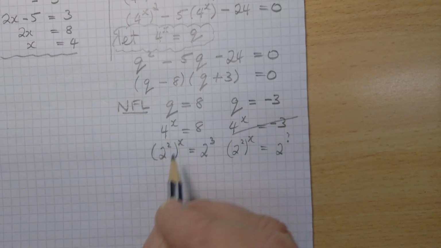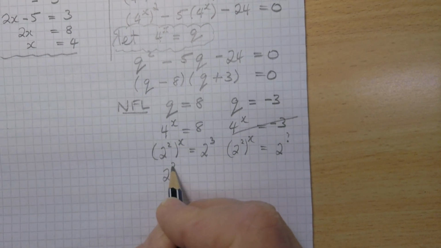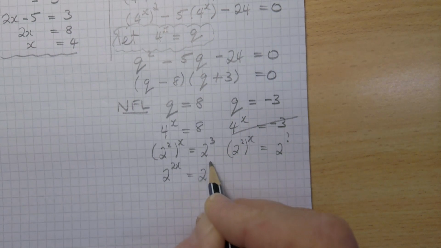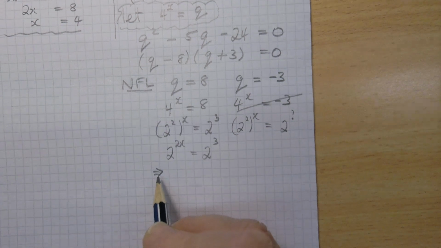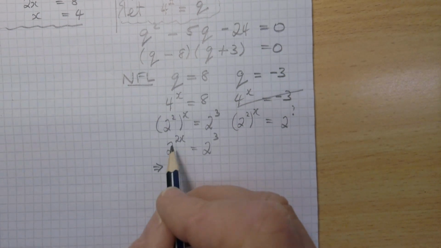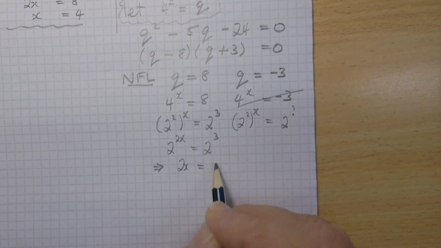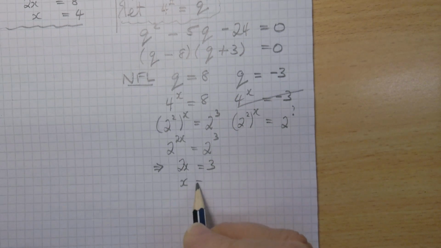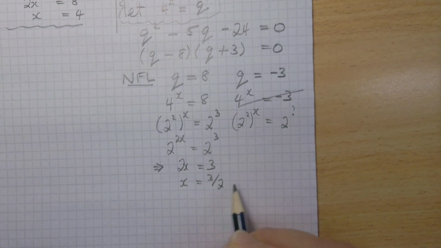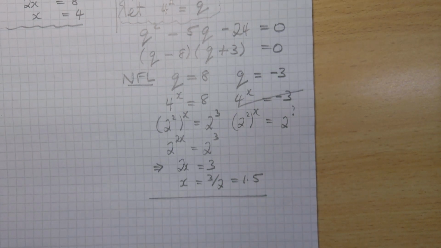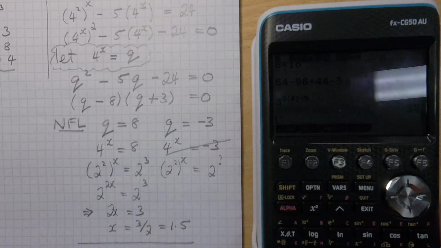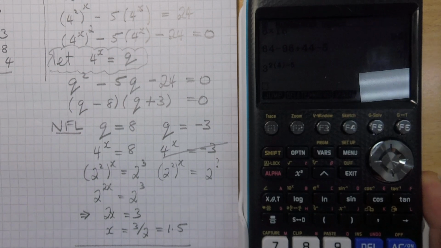We have 2 to the power of 2x equals 2 cubed. Therefore, beg your pardon, that symbol actually is implied, not therefore. So we have 2x equals 3, x equals 3 over 2, or if you're a fan of decimals, 1.5. We should verify the solution, as we always do.